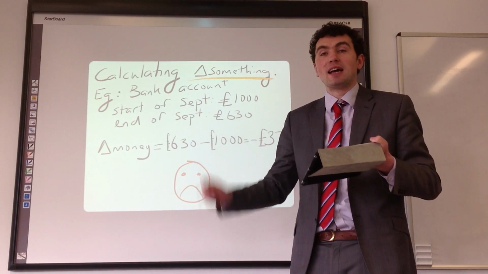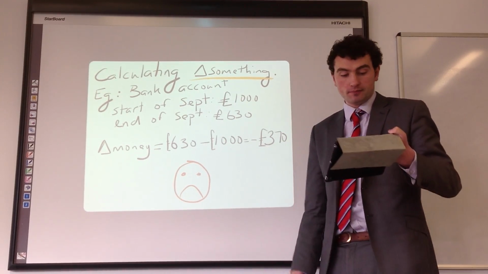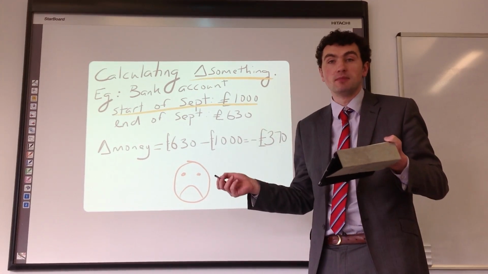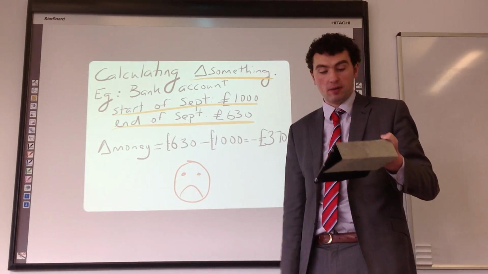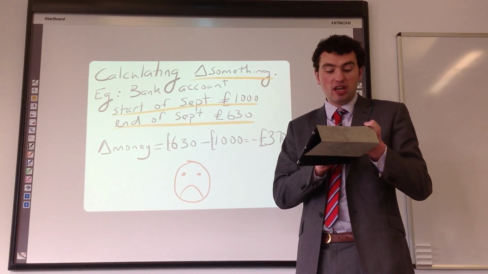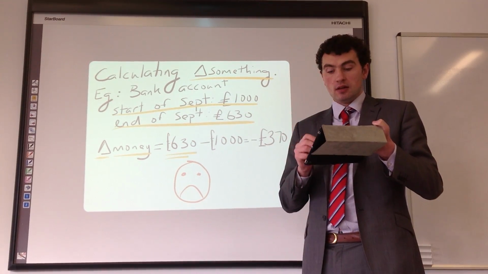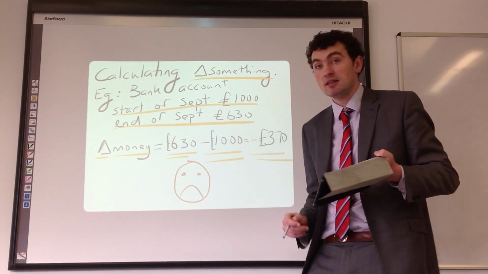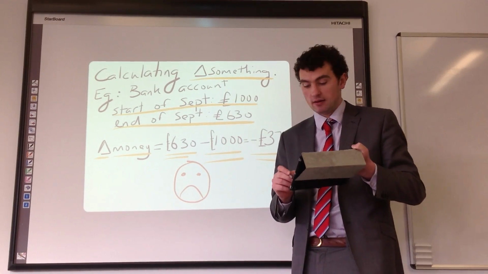So when you're calculating the change in something, let's do this for an example of a bank account. Let's say at the start of September there's £1,000 in my bank account, and at the end of September there's £630 in my bank account. My change in money is my final balance minus my initial balance, so the change is minus £370, and I'm pretty upset about that.